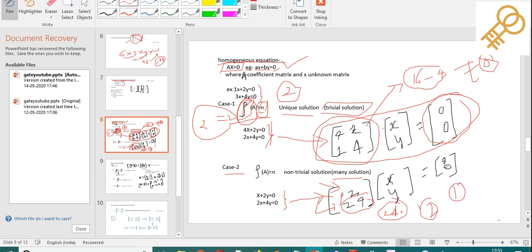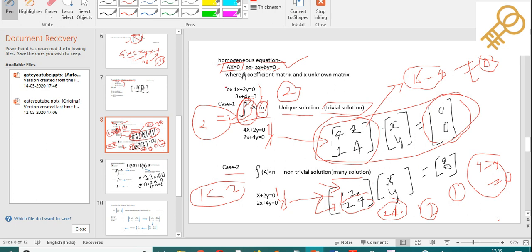1. You can find out with the help of the determinant method, for example, multiply 4 by 1 is 4, minus 4, how much will we get? 0. So the rank of the matrix will be 1. So the rank of the matrix is 1, which is less than the number of variables, 2. This condition is satisfied, so we can tell that this equation will give many solutions.